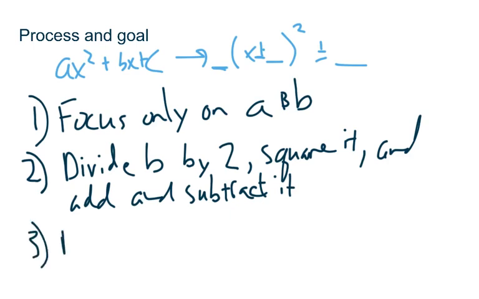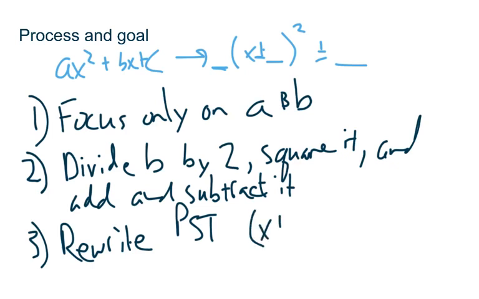Finally, we rewrite the perfect square trinomial that we've just cooked up as x plus or minus b over 2 squared plus or minus something. Makes sense, right? Okay, so let's look at some examples and take it from there.